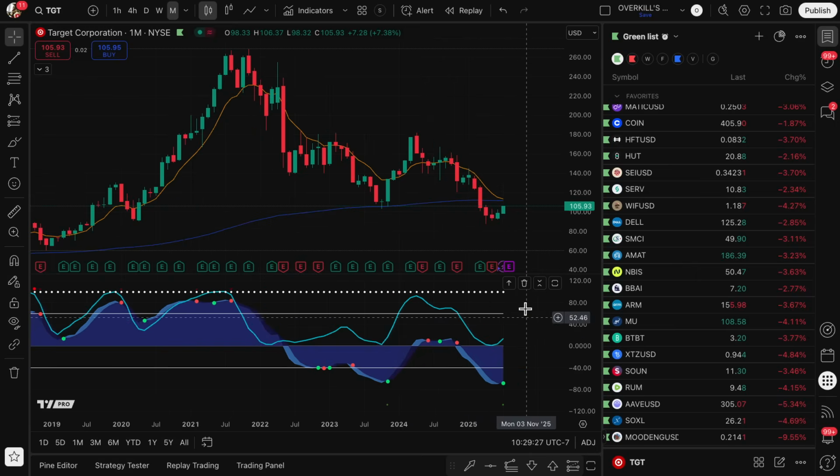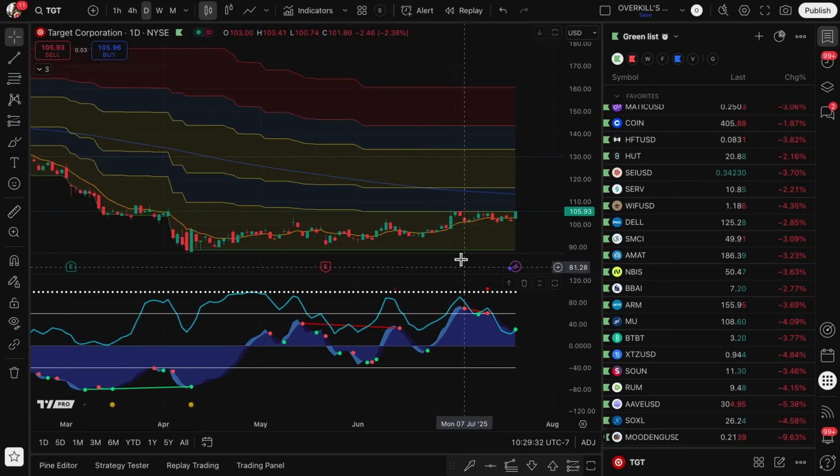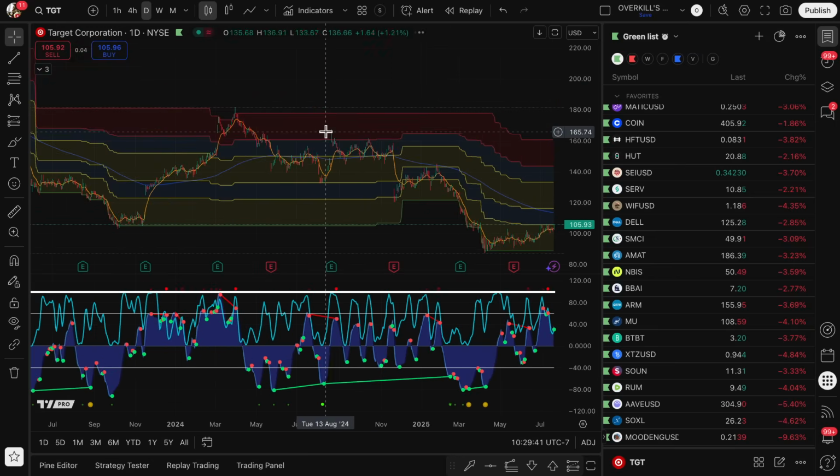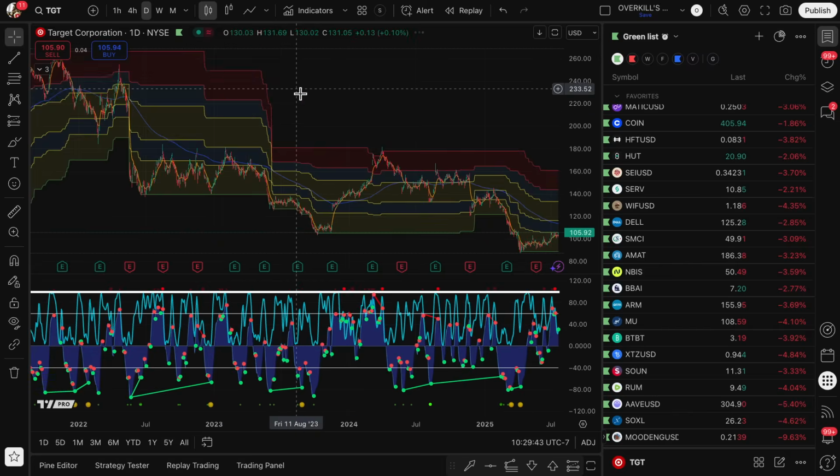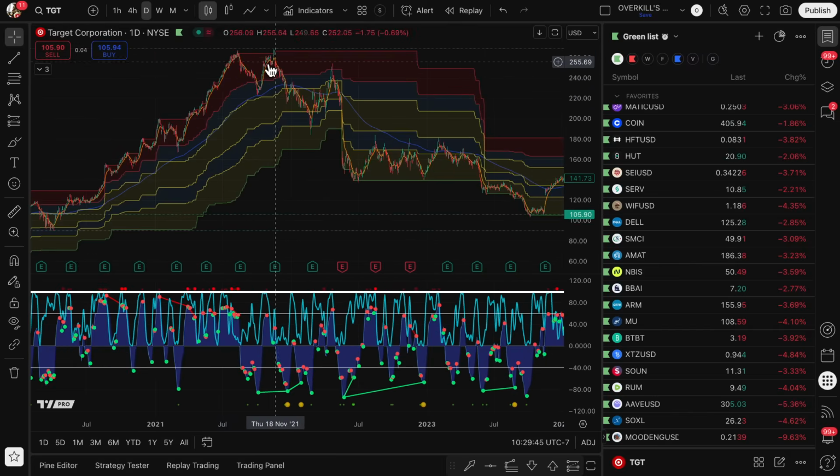Again, the stochastic RSI touching the white dotted line on the monthly, or the daily chart giving you a red dot in the red zone. These red dots right here don't matter because they're not up here in the red zone. That is our target. Red dot in the red zone is where we want to take profits. That is when the move has been overextended.